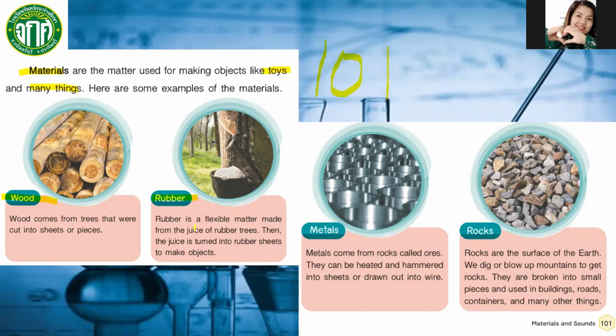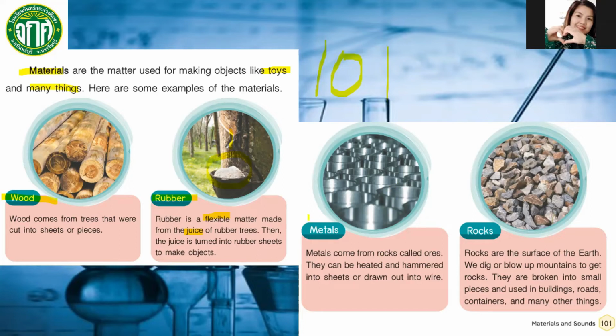Next, rubber. So what is rubber? Rubber is a flexible matter made from juice of rubber trees. Then the juice is turned into rubber sheets to make objects. This is the rubber coming from the rubber trees. This is the juice of the rubber trees. They can turn this into rubber sheets to make objects.